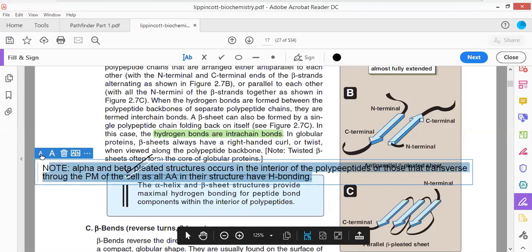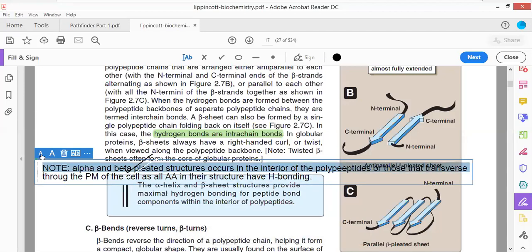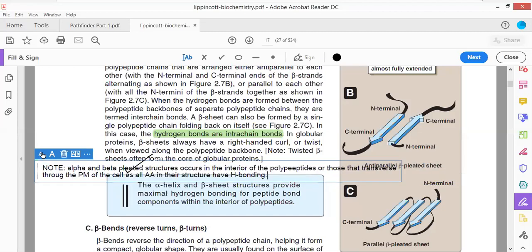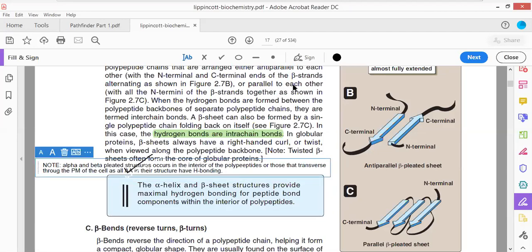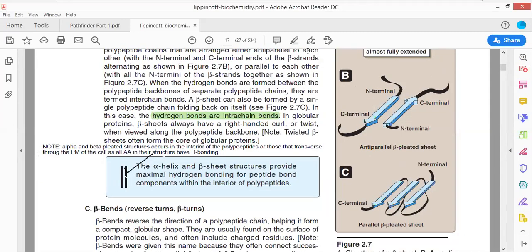Because all of these amino acids have hydrogen bonding in their structures, these are the ones that are ideal for the formation of the alpha helix and the beta pleated sheet structure in the polypeptide. Even certain proteins which are found in the plasma membrane. Now I'm making a cell. Supposing there is a cell, and this cell has a plasma membrane. I'm making this cell with two layers, because this is the plasma membrane.